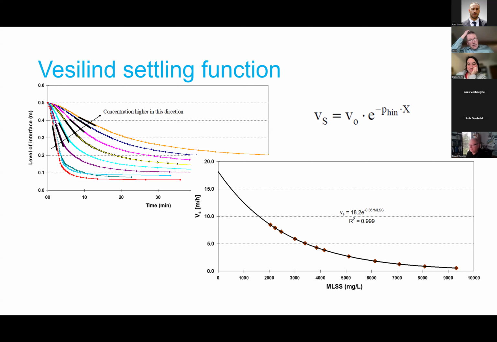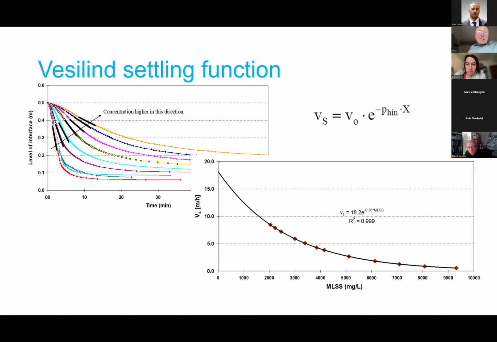And that's how you get this hindered parameter here, which is sometimes called R-hin, sometimes P-hin, sometimes something else. But that's the way to get the value, the 0.36 that you see in the exponent, to use in the settling velocity curve. Okay, what do we have?